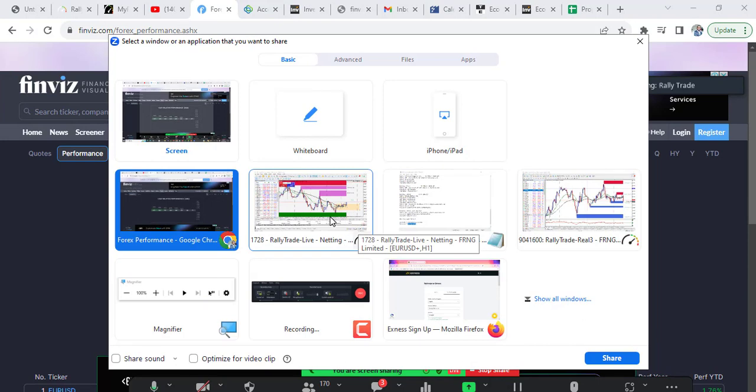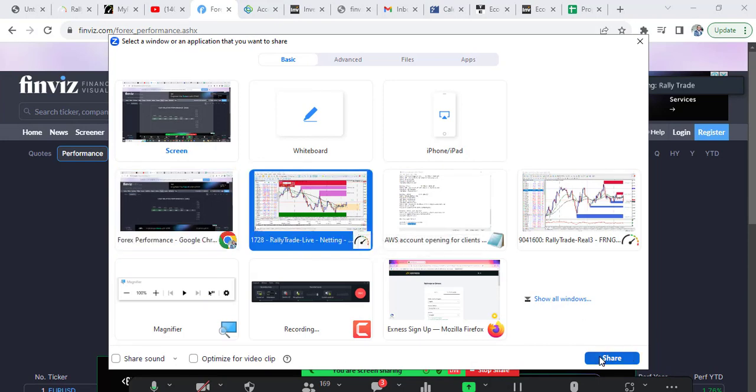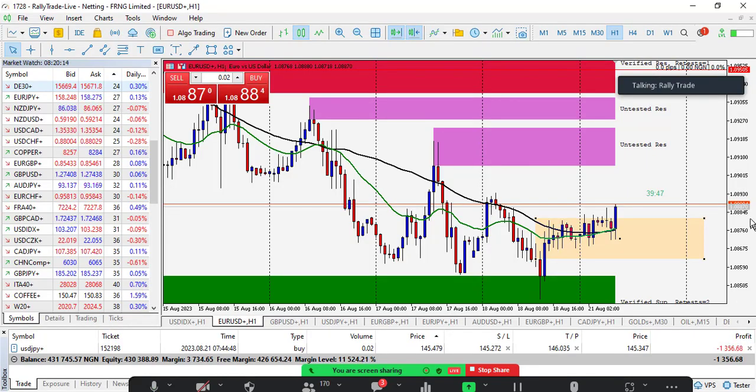So if I see scalpers in the room, let me see your hand up. You can see so many hands go up. All right, then.